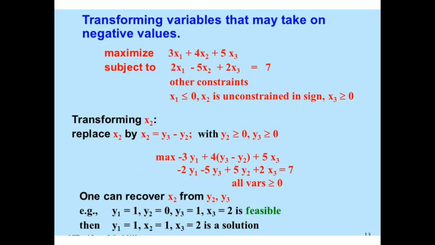In this slide, I have shown what I am trying to say. For example, there is an optimization problem: maximize 3x1 plus 4x2 plus 5x3 subject to the constraints 2x1 minus 5x2 plus 2x3 equals 7, and there are various other constraints that I have not shown. The decision variable x1 is less than or equal to 0, x2 is unconstrained in sign, and x3 is greater than or equal to 0. So I can transform x2, that is, I will replace x2 by y3 minus y2, where y2 and y3 are greater than or equal to 0.